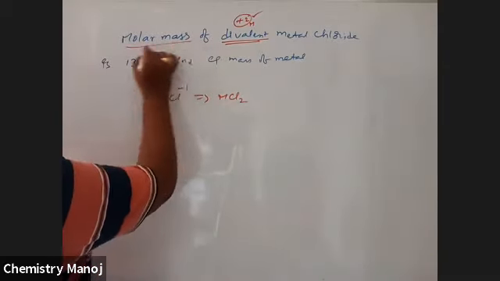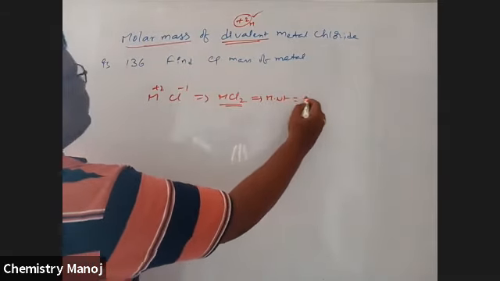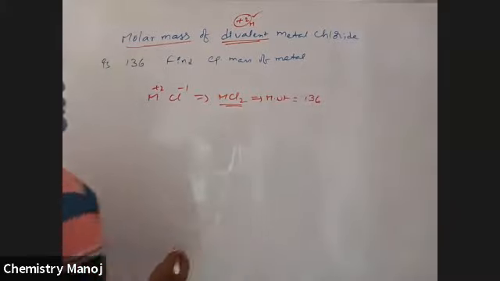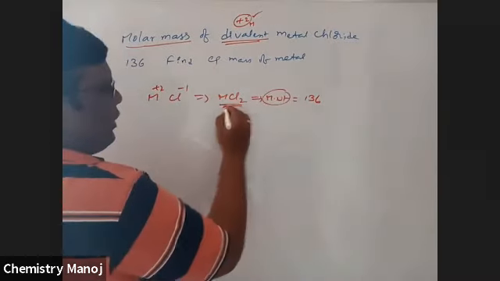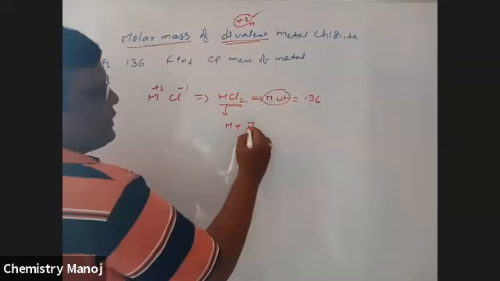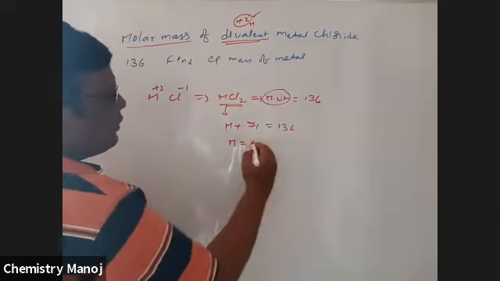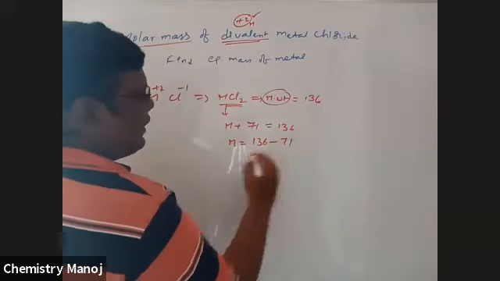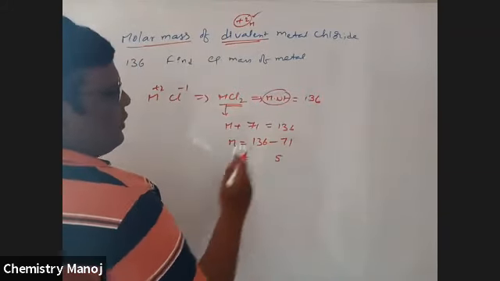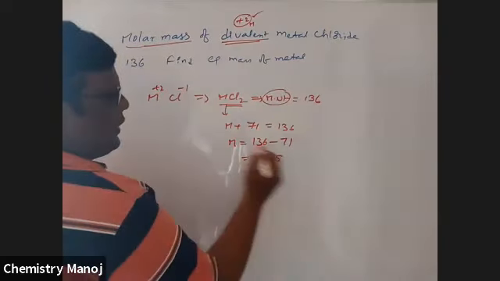Now, the molar mass of this MCl2, its molecular weight, is equal to 136. How to calculate molecular weight? The atomic weight of metal plus chlorine, which is 71, is equal to 136. Therefore, the metal weight is equal to 136 minus 71, so 65 only. The weight of metal is 65.